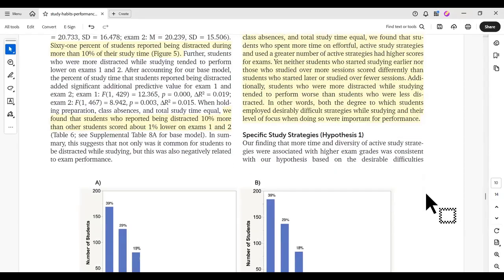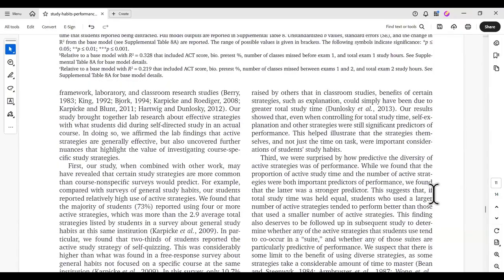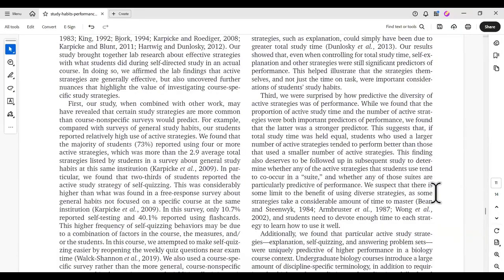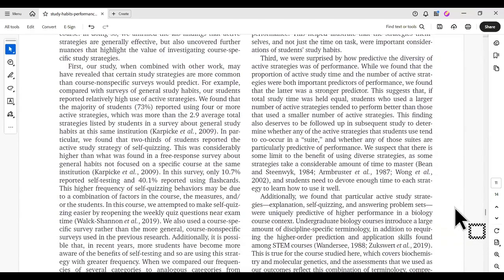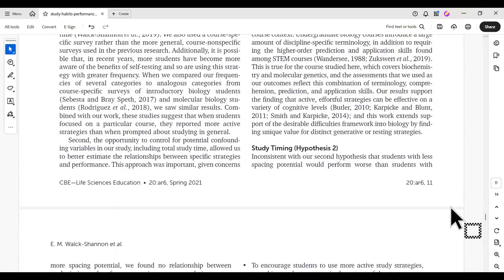All right, now they're going to go into more detail in this discussion, talking about each of the hypotheses separately. They're going to bring in more literature. They're going to say, well, our results are similar to these people's, but they're different from this other survey, and this is why we think so. All right, they're also going to talk about why maybe we found the things that we did.